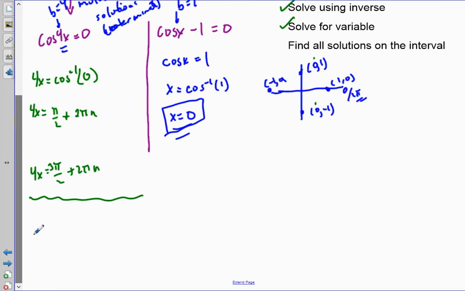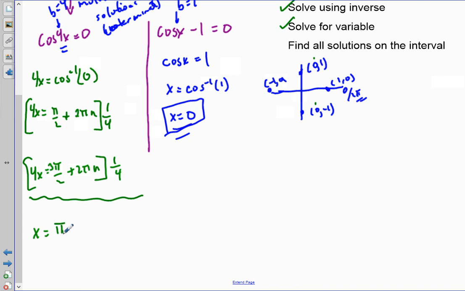When we solve for x, we're going to multiply both sides by 1/4, to get rid of that. Here, we're going to multiply by 1/4. And what we have then is x is going to equal pi over 2. This is the first one right there, plus 1/4 of 2 pi n, or 2 pi n over 4.